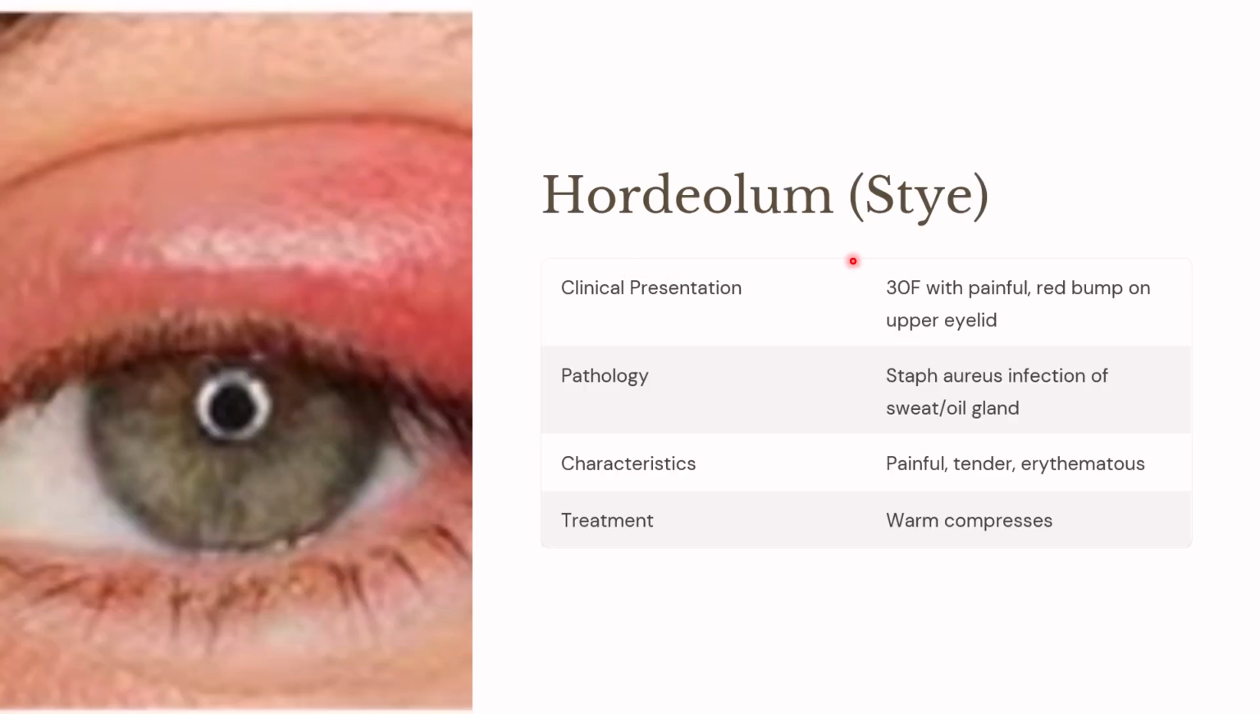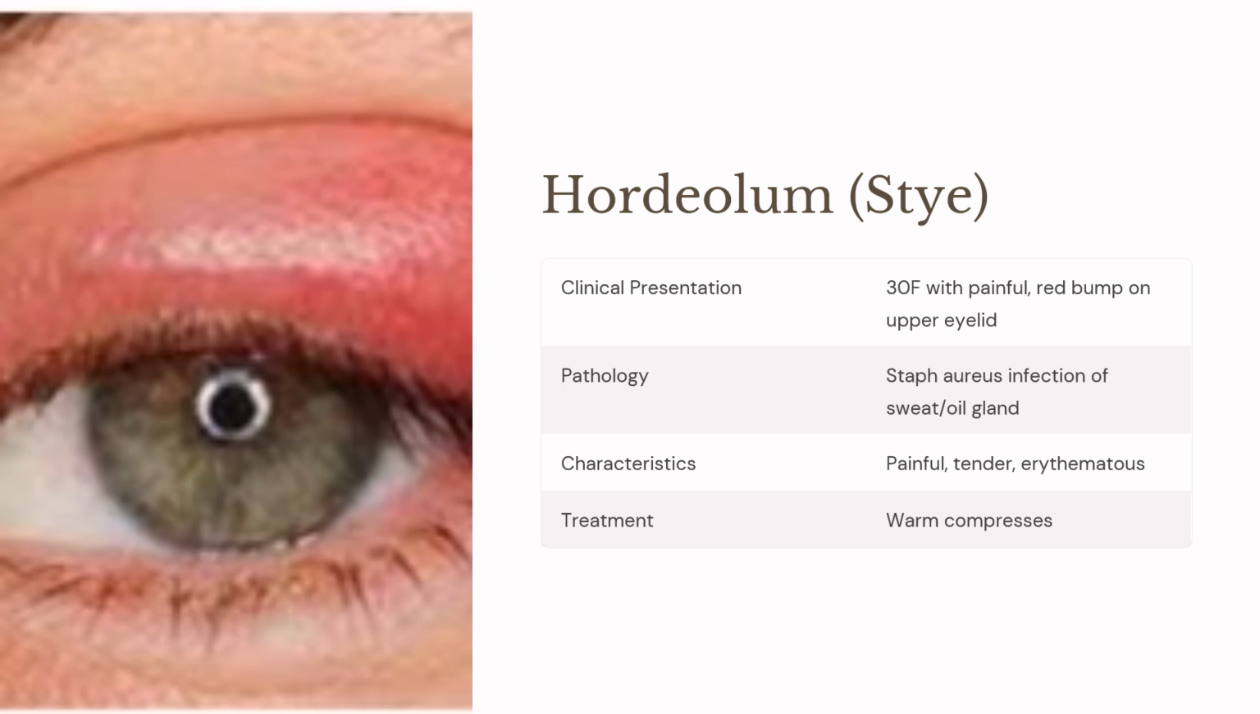What is hordeolum or stye? Hordeolum or stye is an infection of the sweat gland or the oil gland which is present in the eyelids. Any infection of the sweat gland or the oil gland is known as hordeolum or stye. Most likely the infection is caused by Staphylococcus aureus. They will give you a 30-year-old female with a painful red bump on the upper eyelid, similar to this. What are the characteristics? It will be painful, tender, and erythematous. What is the treatment? Treatment is warm compress.